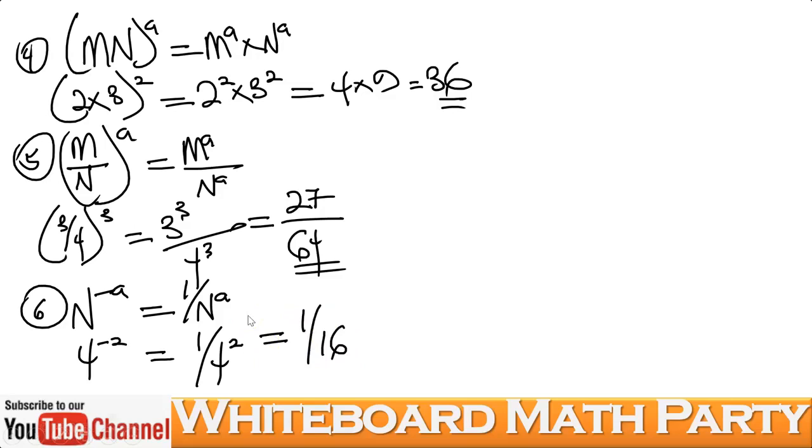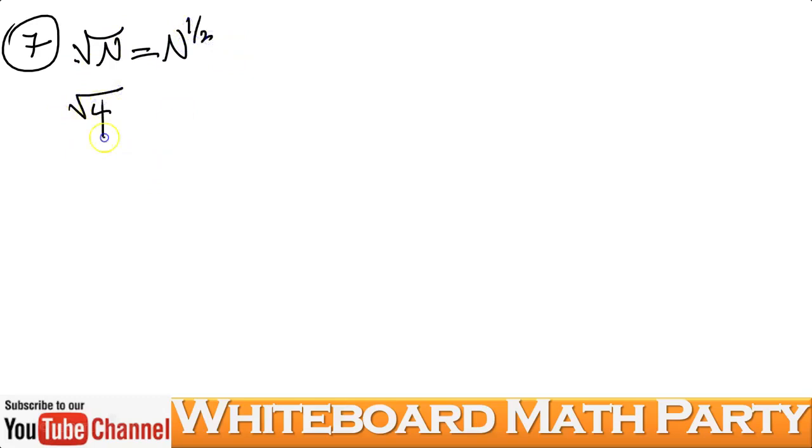Now, let's look at rule number 7. Rule number 7 says that the square root of n can also be expressed as n to the power of half. An example is the square root of 4 is the same thing as 4 to the power of half, and 4 to the power of half, as we know, is 2. It simply means the square root of 4. Now, let's dig in a little further.